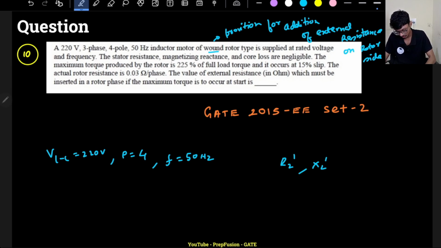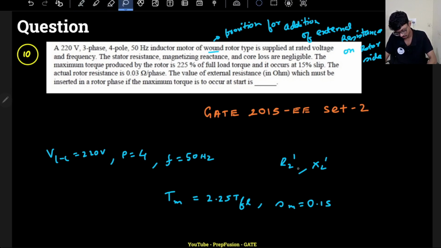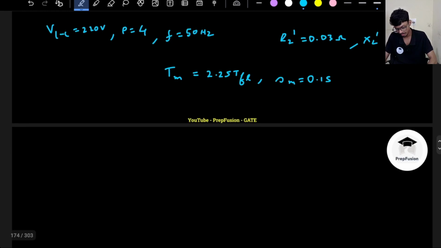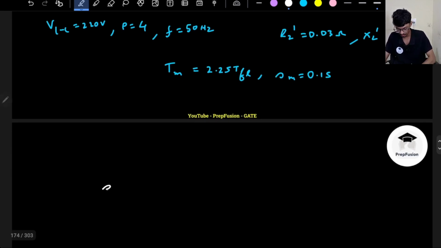Okay, the maximum torque produced by the rotor is 225% of the full load torque. So Tm is 2.25 of the full load torque, which occurs at 15% slip. So Sm is equals to 0.15. Okay, the actual rotor resistance R2 dash is equals to 0.03 ohm per phase. The value of external resistance which must be inserted in a rotor phase if the maximum torque should occur at start. So if I want the maximum torque to occur at start, what needs to happen?